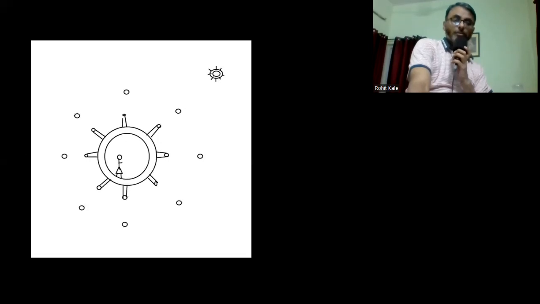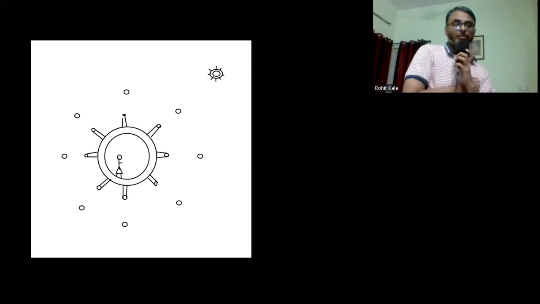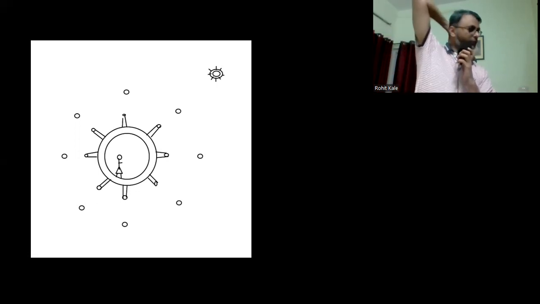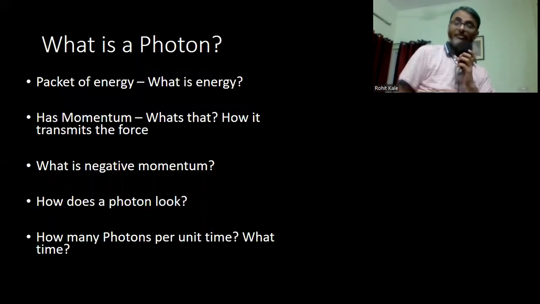So the obvious answer is that Alexandria will not aim at any particular particle. She'll just keep pressing the button, and they will keep sending photons all around. And there will be some Alexandria sitting here, and she will also keep sending photons all around. Here we have shown the photon as a sphere, which is actually wrong because we don't know exactly how the photon looks. So this is another question we are not exactly aware of. What exactly is a photon?